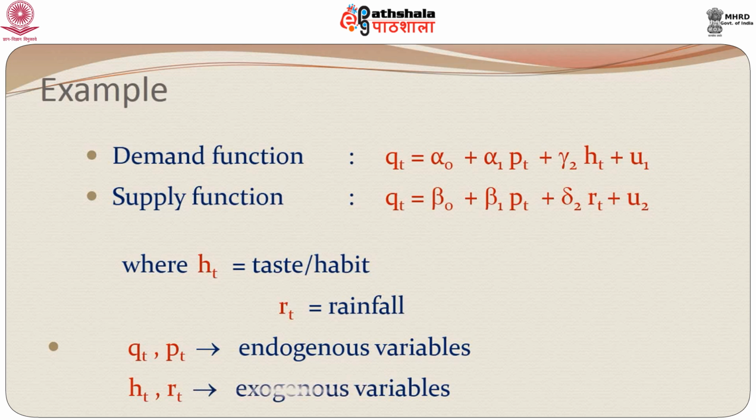Whereas, if you look at Ht and Rt, these are primarily exogenous by nature. So, taste and habit have an influence on demand, but demand does not have an effect on taste and habit. So, these are one way variables, similarly for rainfall, and therefore, they are referred to as exogenous variables. They are not affected by the system. So, this is how we first need to identify which variables are endogenous and which variables are exogenous.